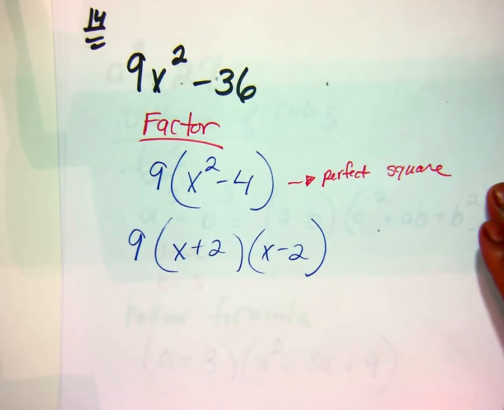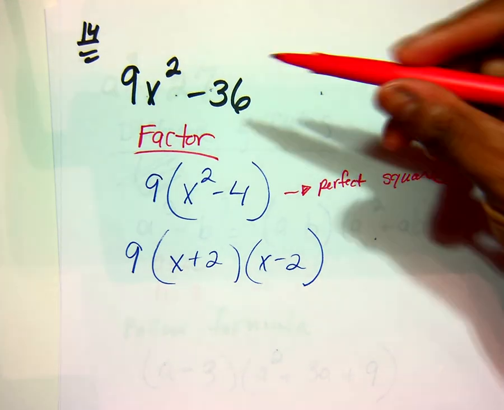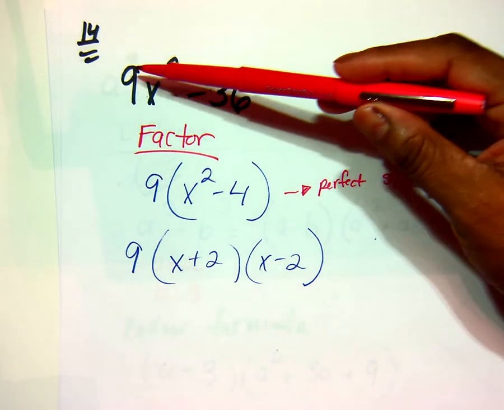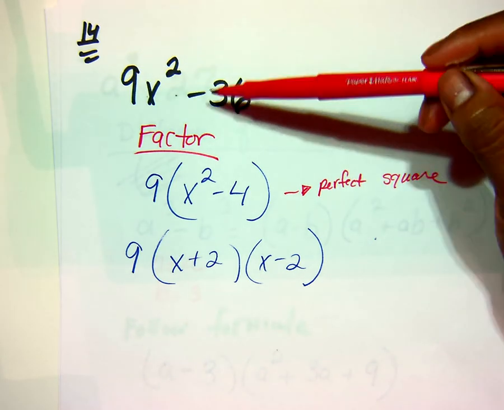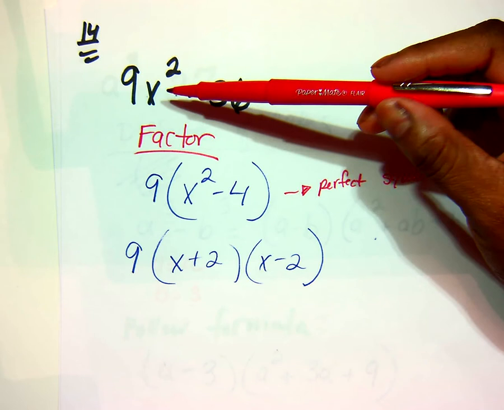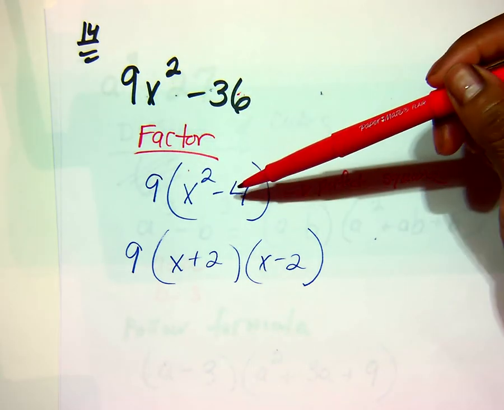Here goes number 14. Again, this is a special product. You know that you're doing the difference. Well, the first thing I did was factor out the 9, because 9 can be factored out of 36. So if you divide it, you're left with the x squared, and 36 divided by 9 is 4.